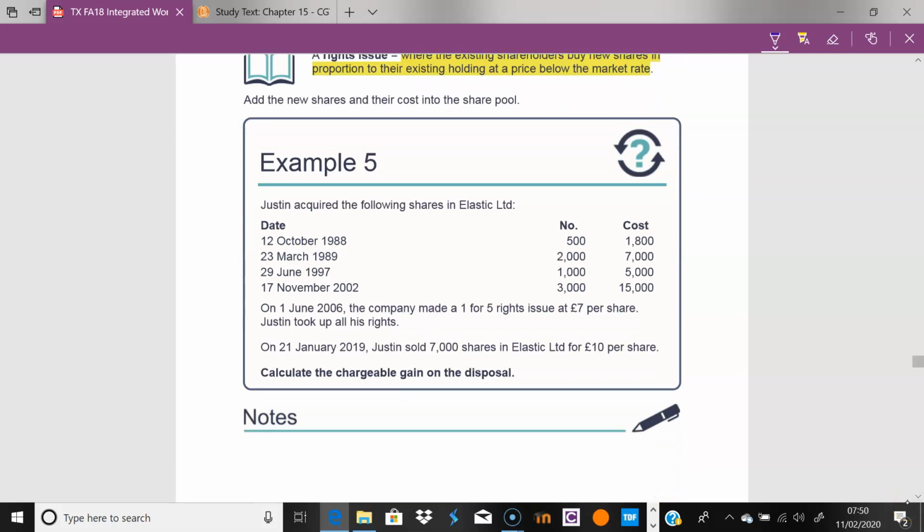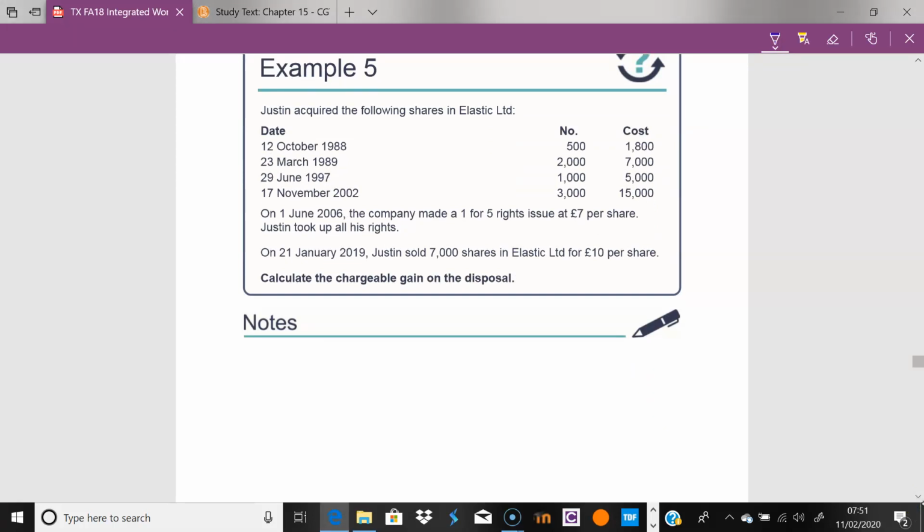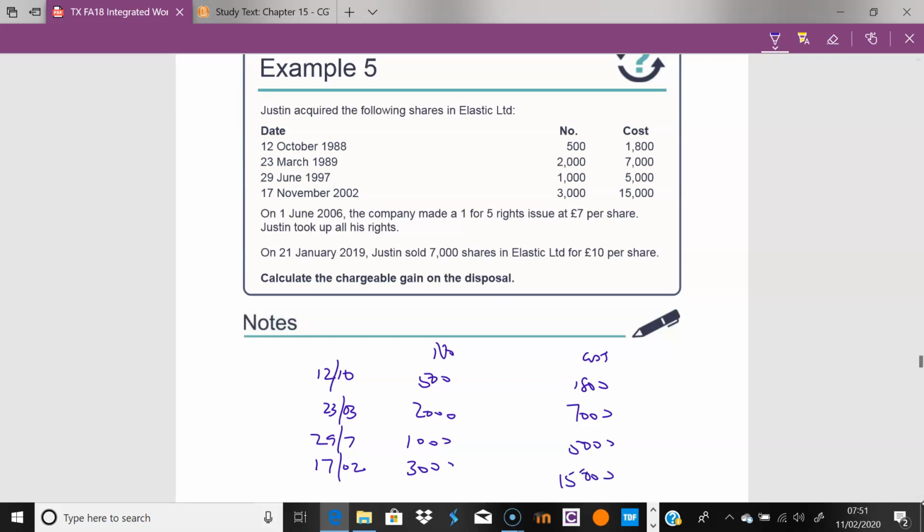Okay, great. So what are we saying here? I do exactly the same thing. There is no difference. It is really just an exercise in the AFCO. I'm just going to keep the number and the dates again: 12/10, and then I have here 500. 23/03, I have here 2,000. 29/07, I have here 1,000. 17/02, I have here 3,000. So I have here the cost: 1,800, 7,000, 5,000, 15,000.